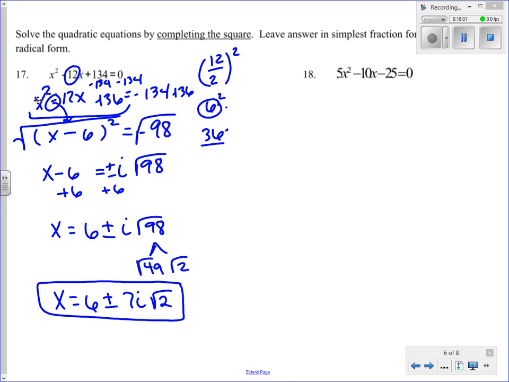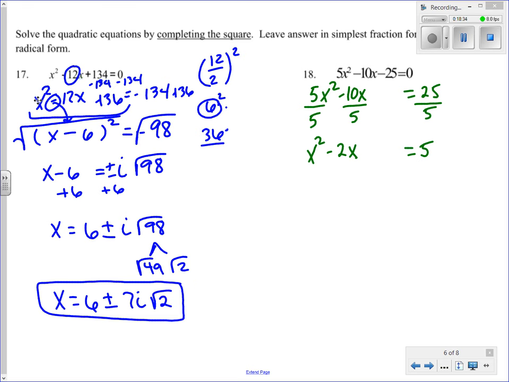Okay, number 18 adds one step because of that 5 in front. Let's retry that one. Okay, I'm going to move my 25 over, and it should be positive. Okay, now we're going to divide everything by 5. So 5 divided by 5 is 1x squared. 10 divided by 5, we have a negative 2x. 25 over 5 is 5.